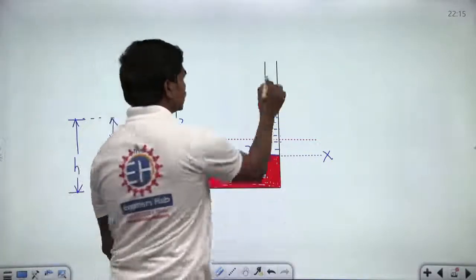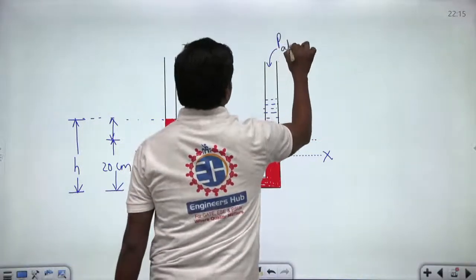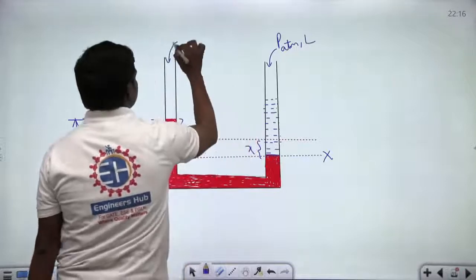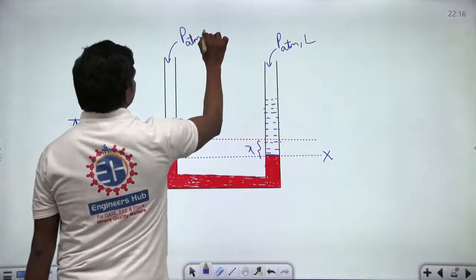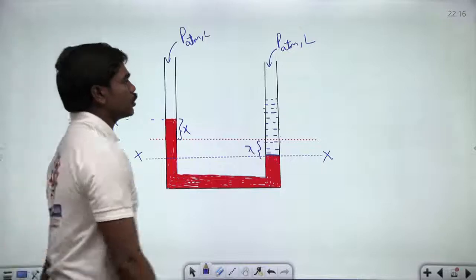Look here, since both sides are open to atmosphere, let us apply the static pressure balance. So if you apply it for the left limb, what do we have?